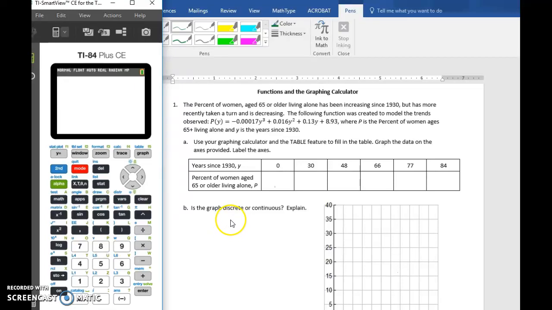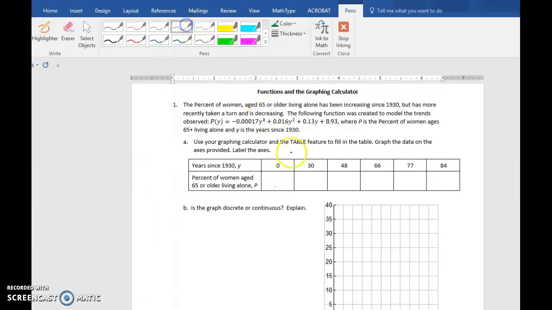In this video, we're going to use our graphing calculator to help us create a table of values and also solve. So when we're creating a table of values, this is the same thing as evaluating. And so, for instance, if I want to find P of 48, that means I want to enter 48 into all these Y values to come up with the percent.